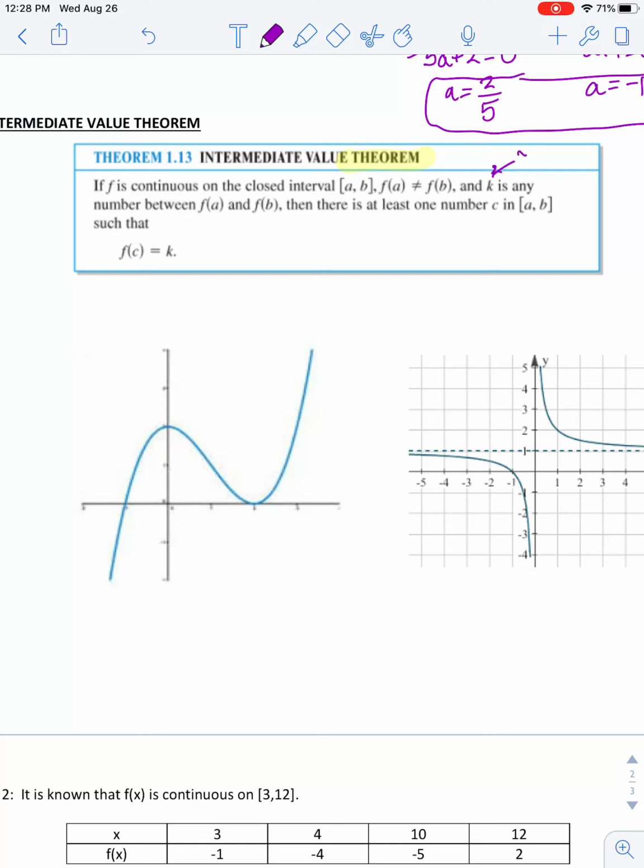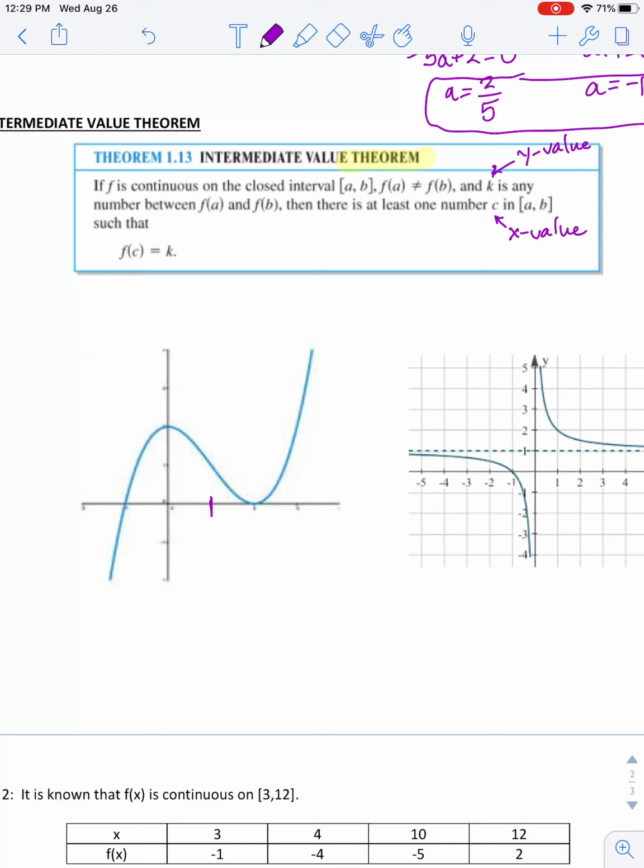Okay, so that means that k is a y value. Then there is at least one number c in (a, b), so that means that c is an x value, such that f of c equals k. All right, now you read that, it doesn't make any sense. I swear, I know, it doesn't. But let's look at what they're really trying to say.